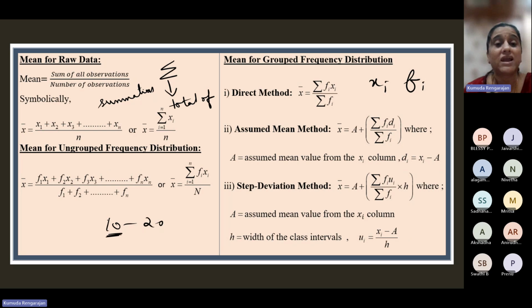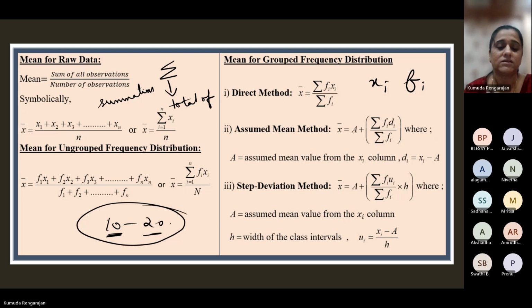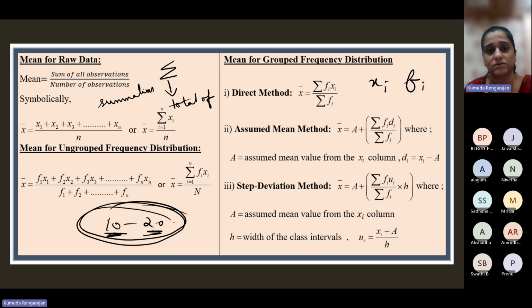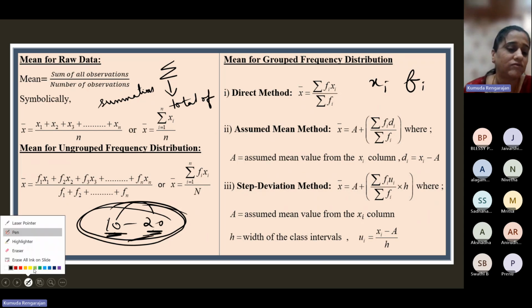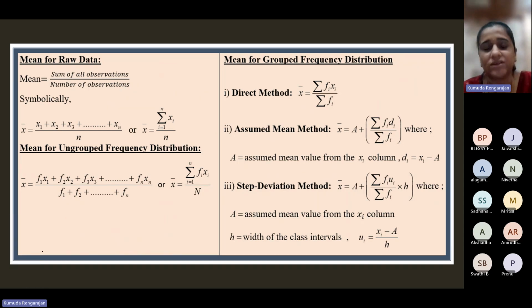This is the lower class limit. This is the upper class limit. This is the class interval. This is the lower class limit. This is the upper class limit. Now add 10 plus 20, 30 divided by 2, 15 is the class mark of this class interval. So like this, we will have to find the class marks of the various class intervals in the question and write that under the xi column.